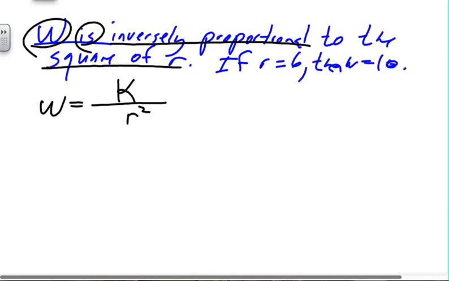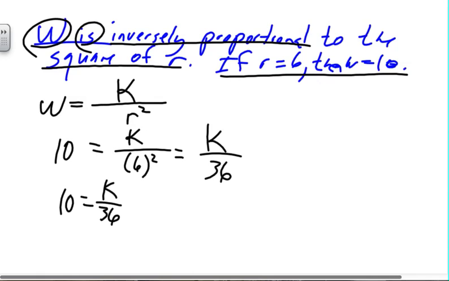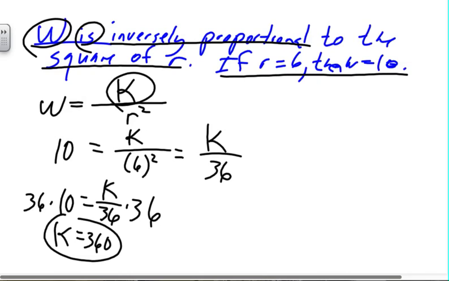And that's it. Now we need to find our constant of proportionality. So we plug these in. So 10 equals k over 6 squared, which equals k over 36. All right, so my new equation now is 10 equals k over 36. To solve for k, I multiply both sides by 36. And k is 360. And now I plug this in up here. And my final equation becomes W equals 360 over r squared. And that's how you find these equations for variability.